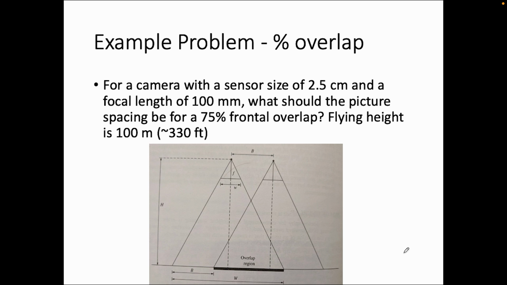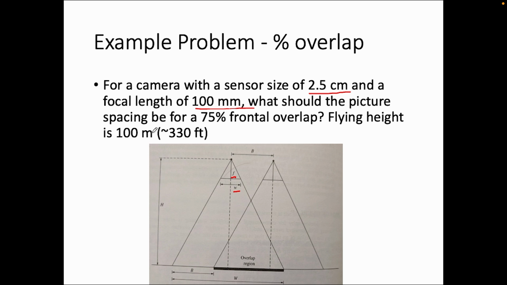All right, let's do one more example problem. These are good for us to think about and help us put all these different topics together in our minds. We've got a camera with a sensor size of 2.5 centimeters, so that's our little w, and a focal length of 100 millimeters. This is what often happens: we have a particular camera, and we want to design a mission to fulfill certain requirements. So we often have the camera parameters, and we're trying to use the other parts of the mission, the flying height, the speed at which we're flying, and how often we're taking photos, to get to the mission parameters that we need for our mission objectives.